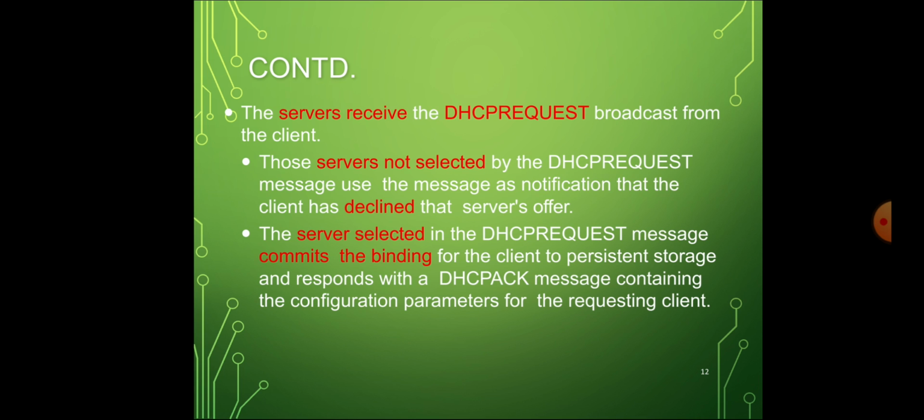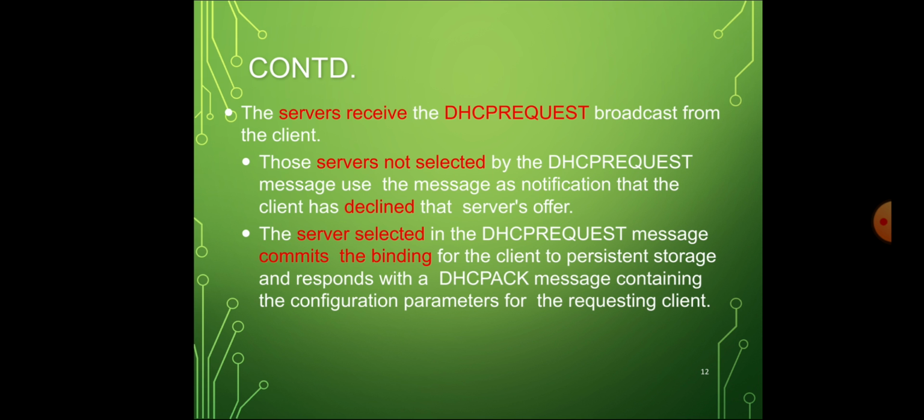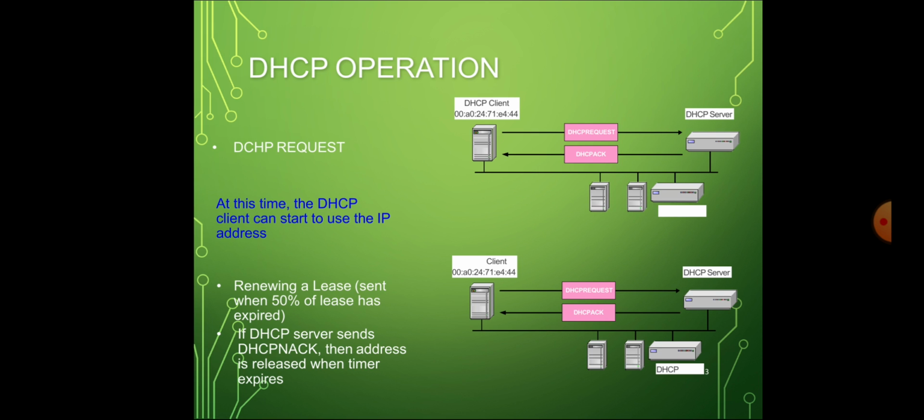The servers not selected by the DHCP request message use the message as a notification that the client has declined that server's offer. Okay, now what happened next, now it can receive the DHCP request. In the previous slide, the server received the DHCP request broadcast from the client. So you can see here.